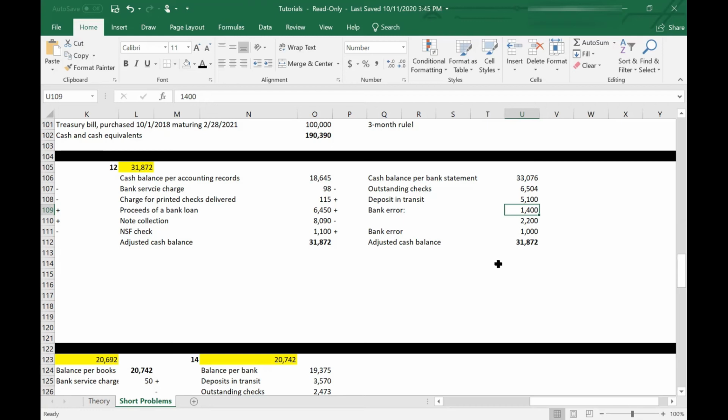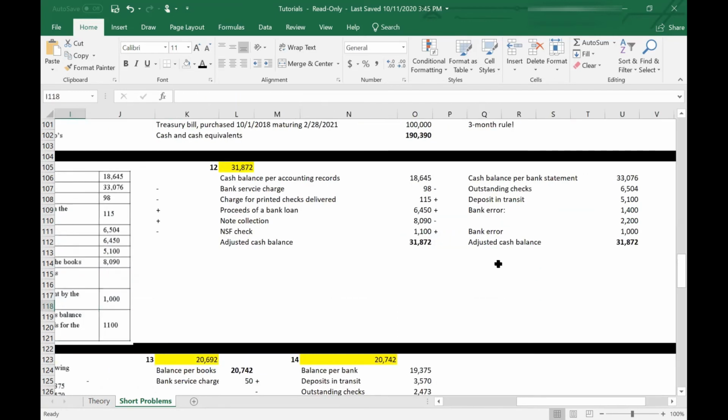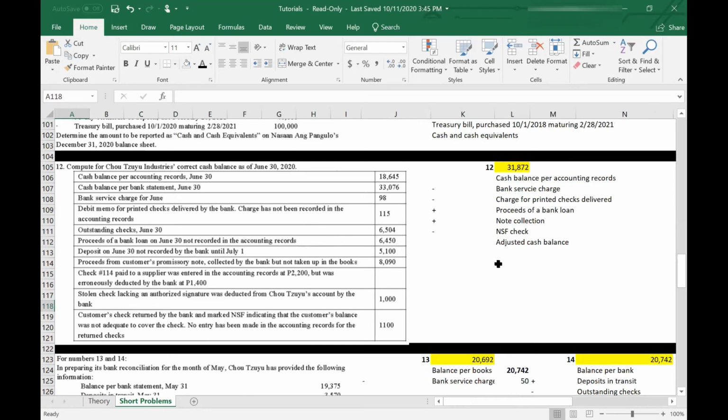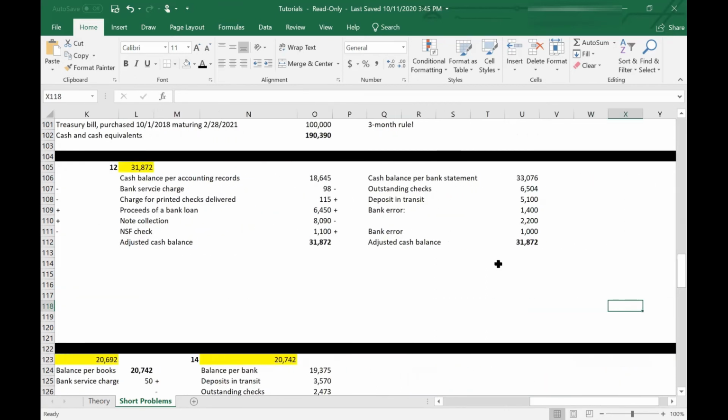So ginawa niyang mali is the bank deducted 14. So you add it back. Tsaka mo i-minus yung tamang amount na 2,200. I hope that's clear. And then there's another bank error here. Stolen check lacking an authorized signature was deducted from the company's account by the bank. Error yun ng bank. Kasi technically, when you go to your law classes, kapag walang signature ni company, dapat hindi yan i-honor ng bank kasi kailangan may signature. So kapag binayaran niya yan, kahit walang signature, kasalanan niya yun. Fault yun ni bank. Kaya itong 1,000, we add it back, no?